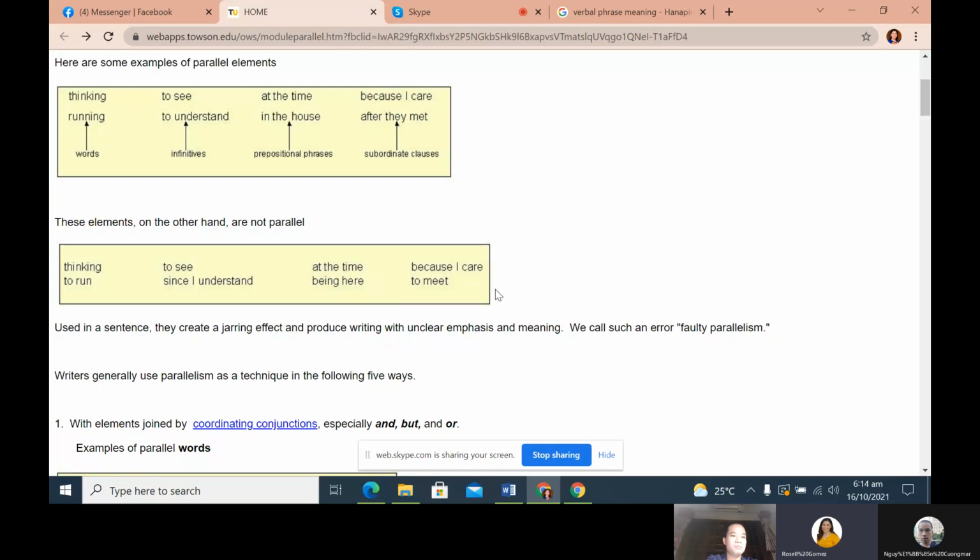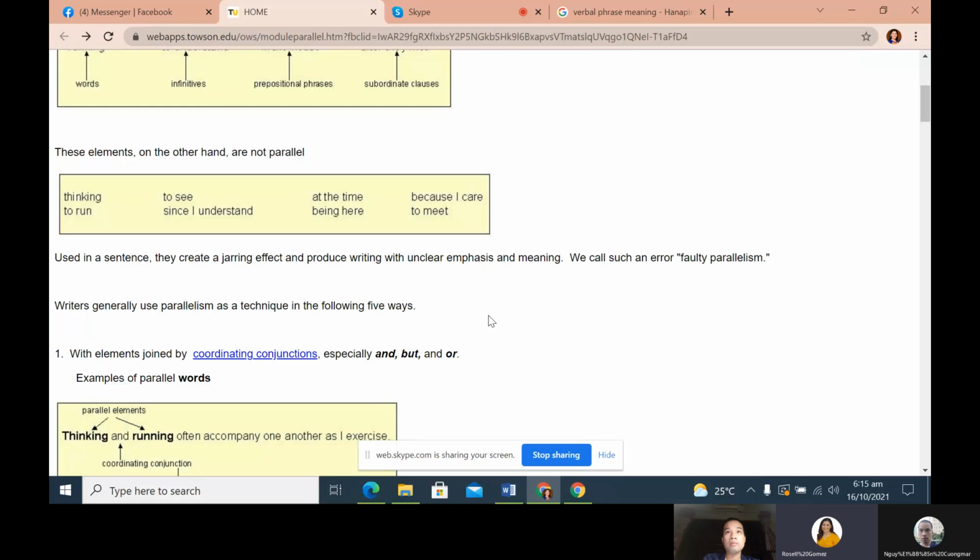Now, here we also have because I care. It's a subordinate clause. To meet is an infinitive verb. So the pairs in the second box are not similar in construction. In short, they are not parallel. The words in the first box are parallel. However, in the second box, the words are not parallel. Okay, now let's look at the examples.